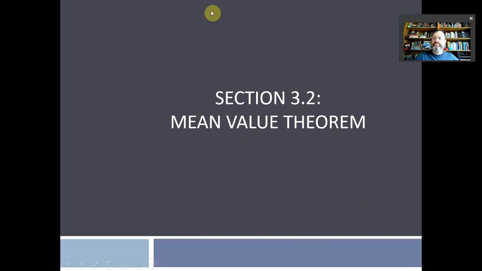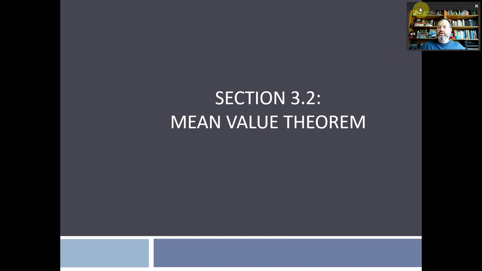Hi there. In this video, we're going to continue on with Chapter 3, the second of our applications of derivatives when trying to understand graphs of functions. This one's titled the mean value theorem, which is the main theorem in this section, but it's not the only theorem. So let's get started.